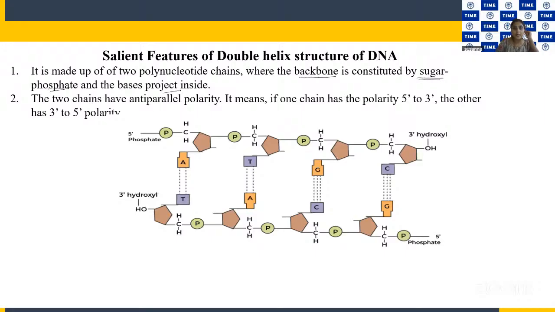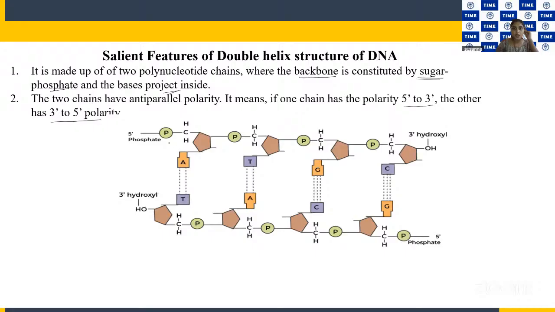And what about the bases? The bases project inside, right? We have the bases inside, that is, they project from the sugar moiety. Two chains have anti-parallel polarity. It means that if one chain has polarity 5 prime to 3 prime, the other has 3 prime to 5 prime polarity. This is very important.